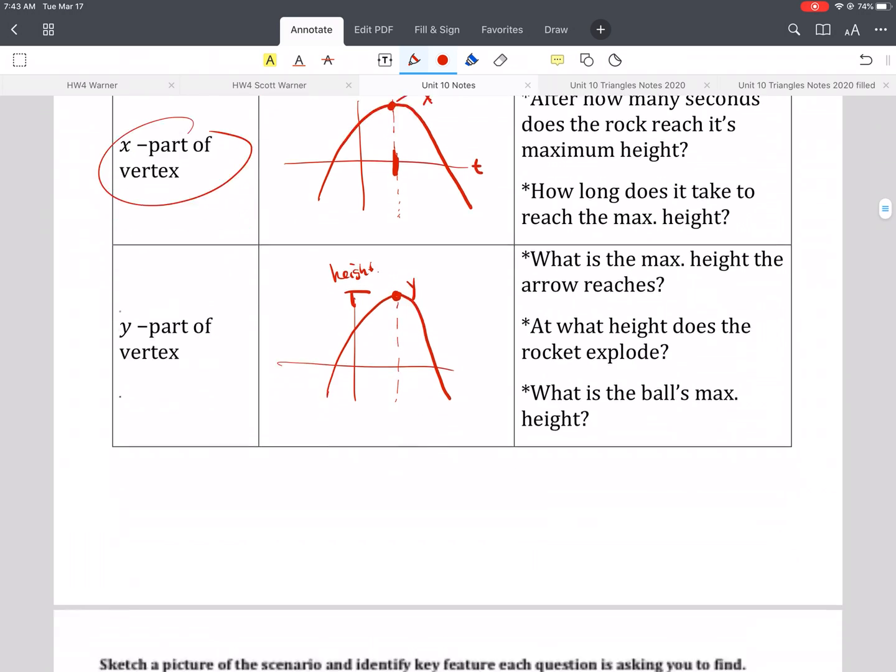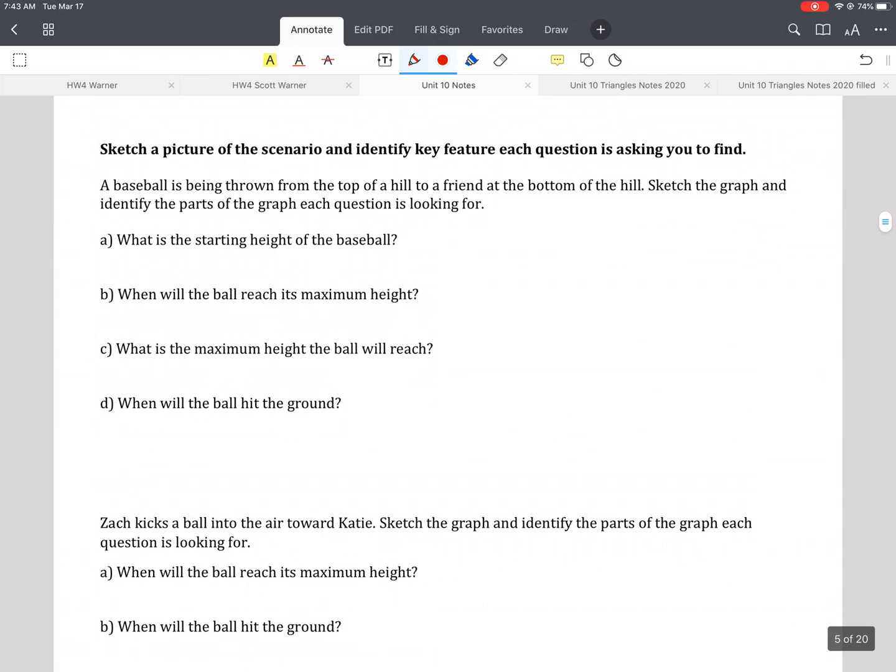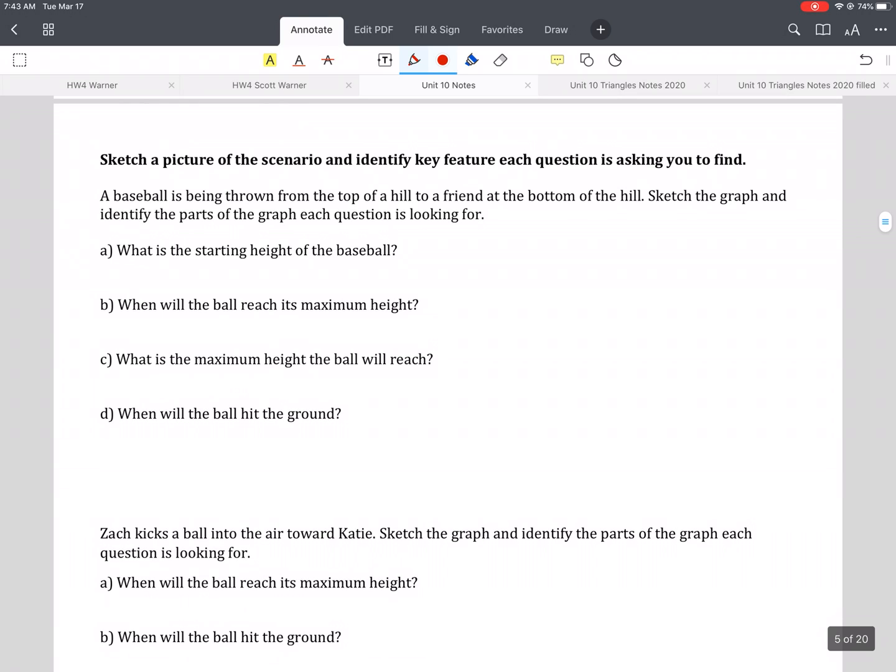Okay, so let's do some examples, and I think we're good. For these ones, we're not trying to solve for anything. We're just supposed to identify what is the key feature that they're asking for. A baseball is being thrown from the top of a hill to a friend at the bottom of the hill. Sketch the graph. So just an example of what could be.